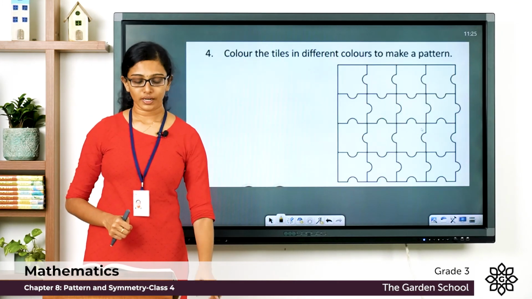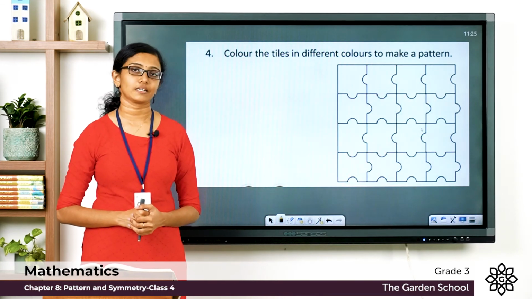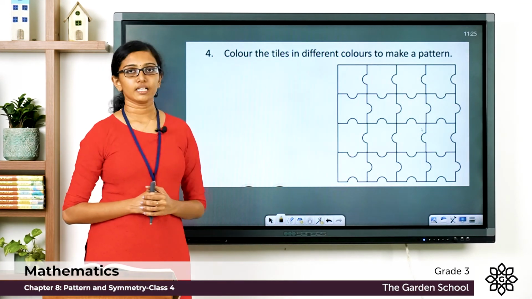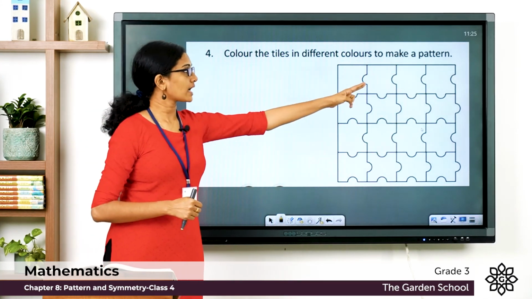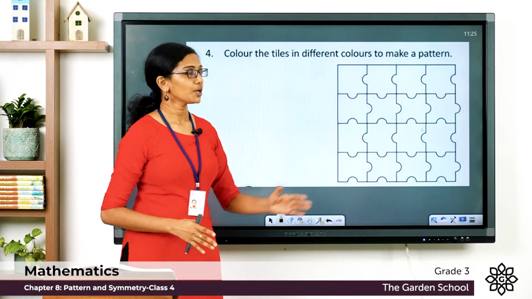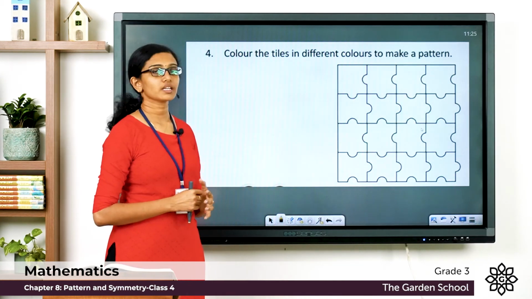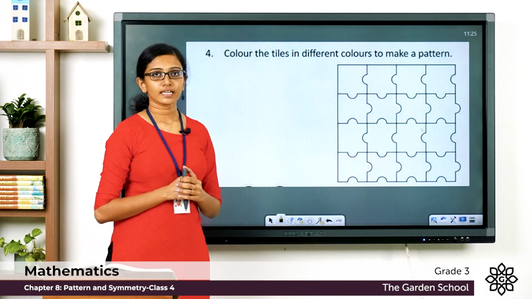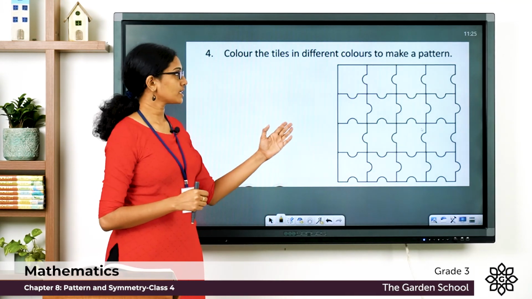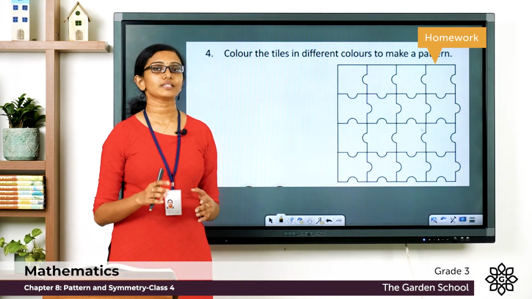Now let's see the fourth question. Color the tiles in different colors to make a pattern. You can see a tiling or tessellation here, and you can see individual tiles like this. You have to color this given tiling in a way that it looks like a beautiful pattern. You can choose any color, but make sure the colors are repeating so that it will make up a beautiful pattern. So this is what you can do as a homework.